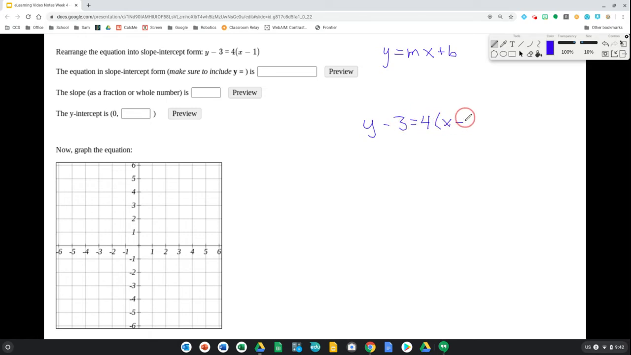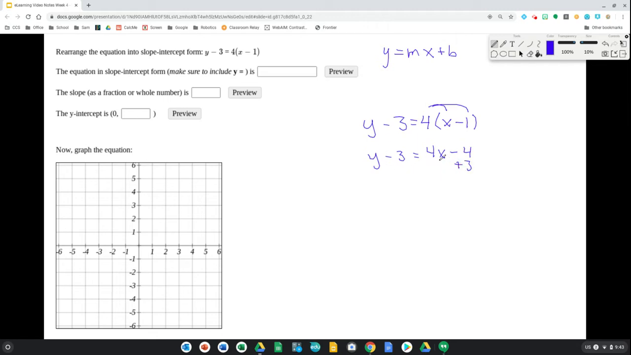And so you would take the 4 and multiply it by the x and multiply it by the 1, and you'd have y minus 3 is equal to 4 times x is 4x, and 4 times negative 1 is negative 4. All right, so now what would your next and final step be to get this in slope-intercept form? Well, you're going to move this minus 3, so you're going to add 3.